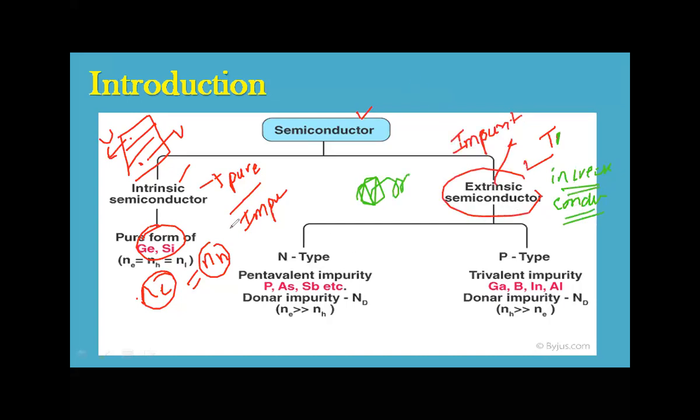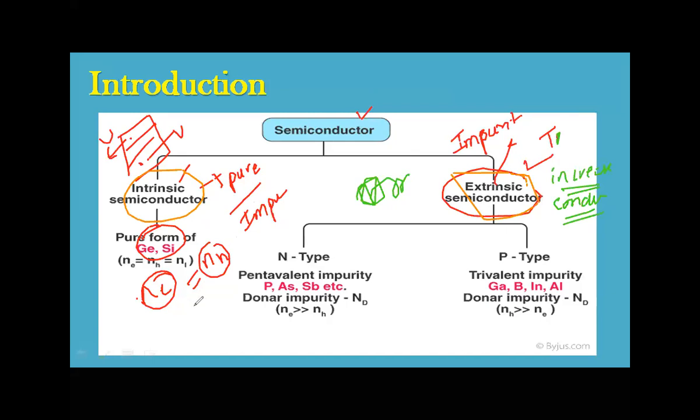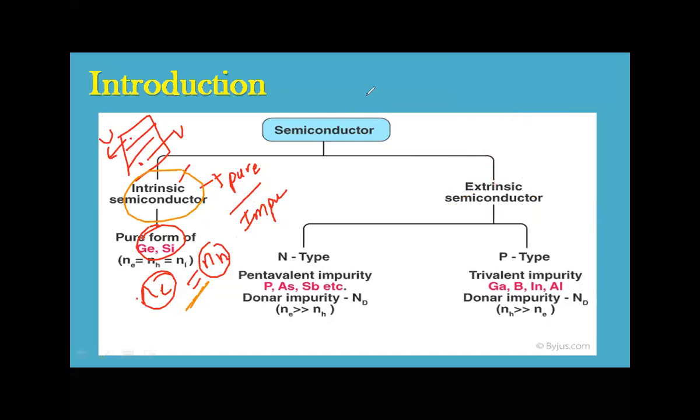Very good. So now we understood the differences between the intrinsic and extrinsic semiconductor. Intrinsic semiconductor conductivity is very low compared to the extrinsic semiconductors. In intrinsic semiconductor, we don't add any impurities, so conductivity is lower. Here we add the impurities, we get more conductivity.